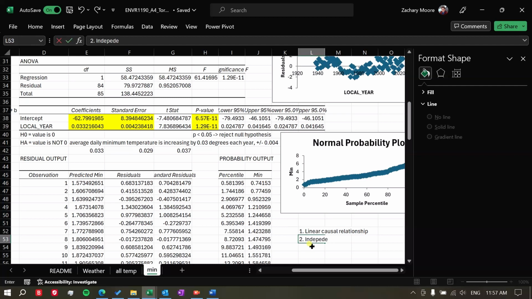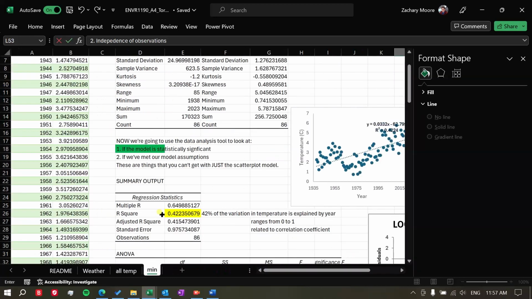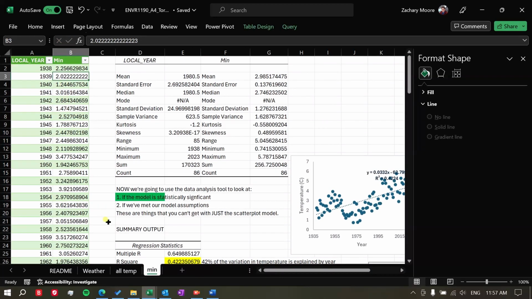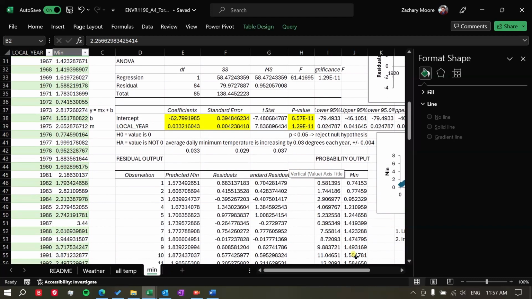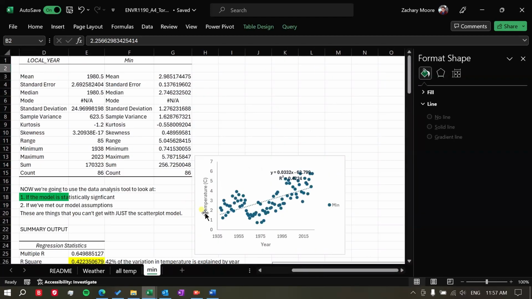The second one that we're assuming is that there's independence of our observations. So basically what we're saying is that the temperature in 1939 is independent of the temperature in 1938. And so that's not explicitly true, right?